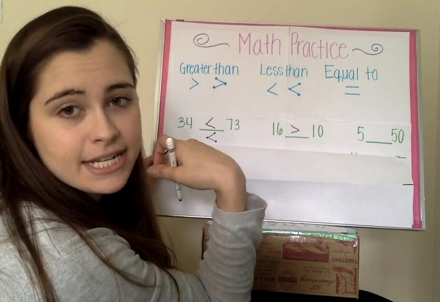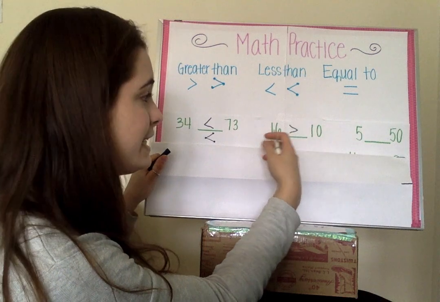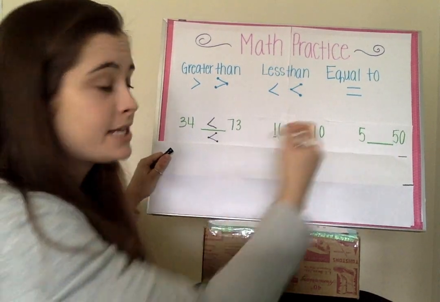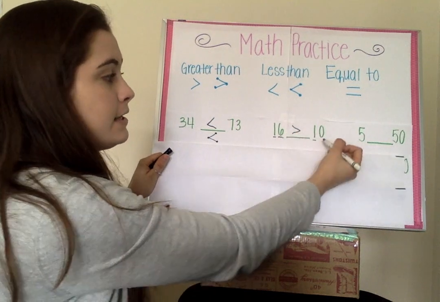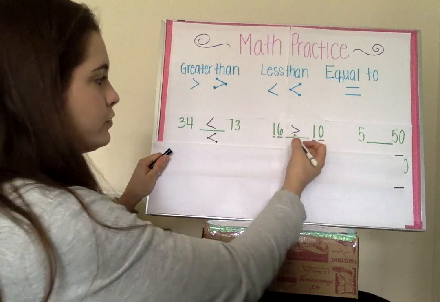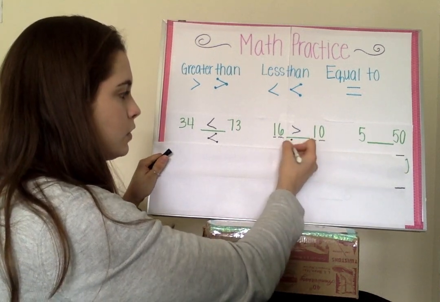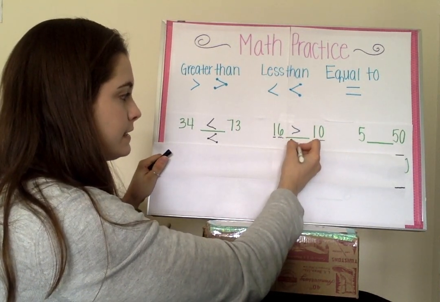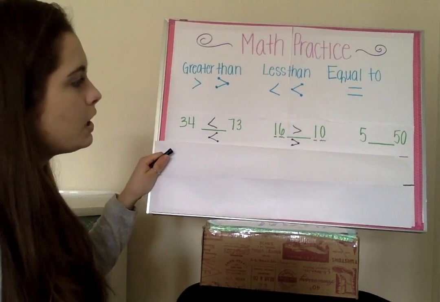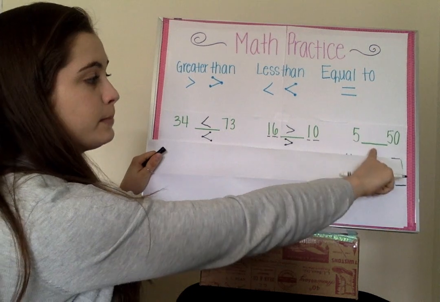So if you look at the tens, they have the same amount. They both have 1 ten. You can tell in the tens place there's 1. But then if you look at the ones, 16 has 6 ones and 10 has 0 ones. So 16 is greater than 10. If you're using the dots, we'd want 2 dots facing 16 because 16 is the bigger number and only 1 dot facing 10. Our next problem is 5 blank 50.